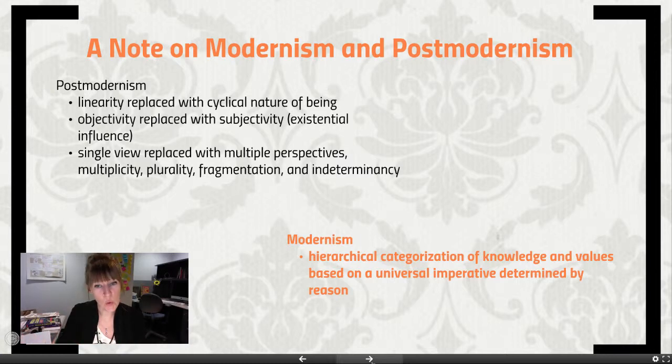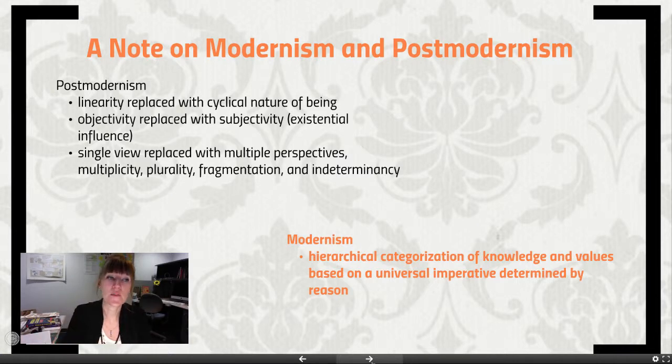So modernism's goal was to categorize knowledge and values based on a universal imperative, which meant they could get to the right answer. And the goal of modernism was to find the right answer. So how do I, through reason and through knowledge, find the correct category of knowledge that's going to help me place this particular value to make all of the world better? So postmodernism reacts to that by saying, but there is no one way to live your life, and there is no one experience in life. Therefore, how do you expect to find a universal truth?